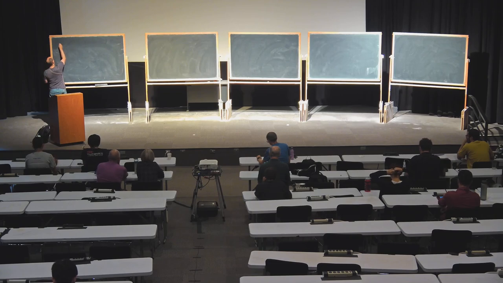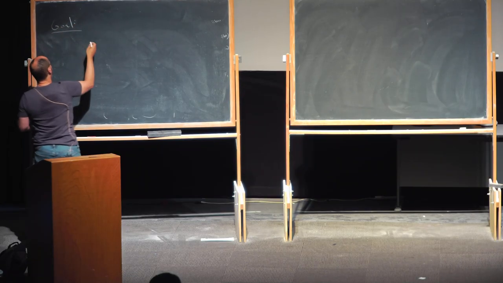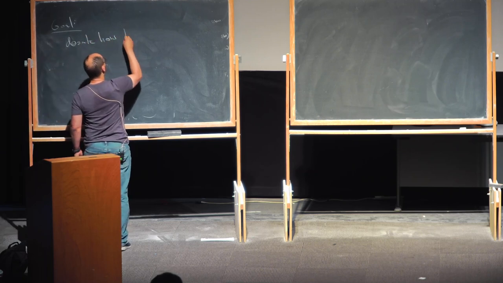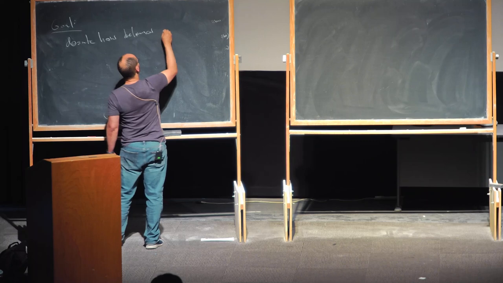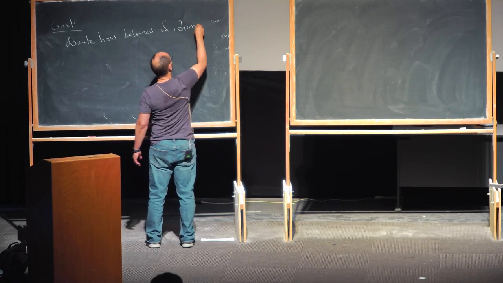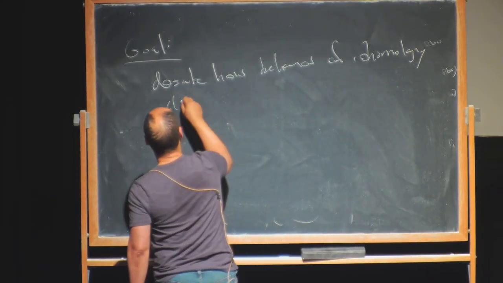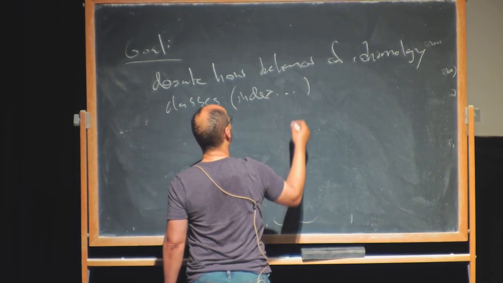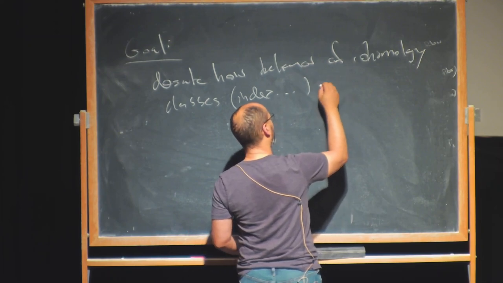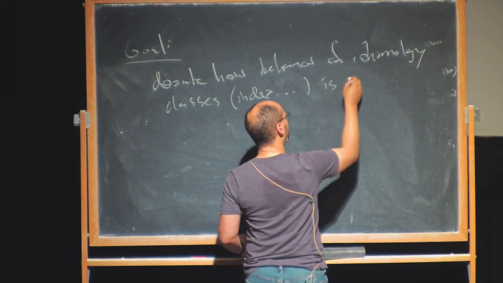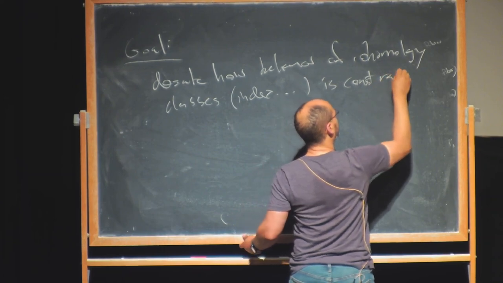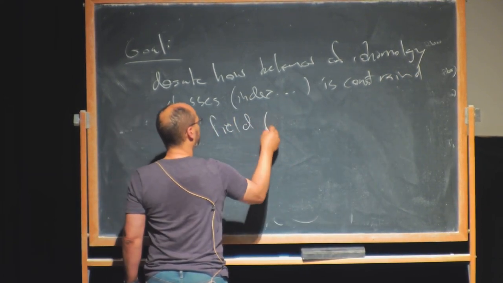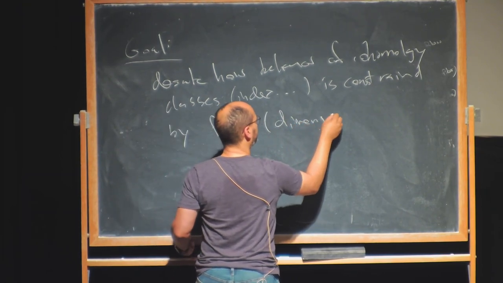So the overall goal is to describe how the behavior of cohomology classes, in particular things like their index, et cetera, is constrained by the field, in particular some notion maybe of the dimension of the field.